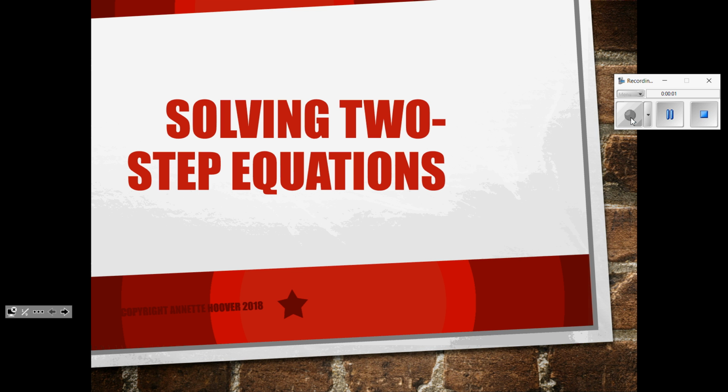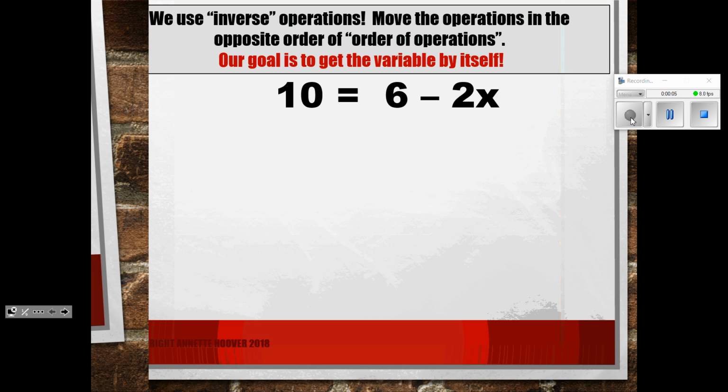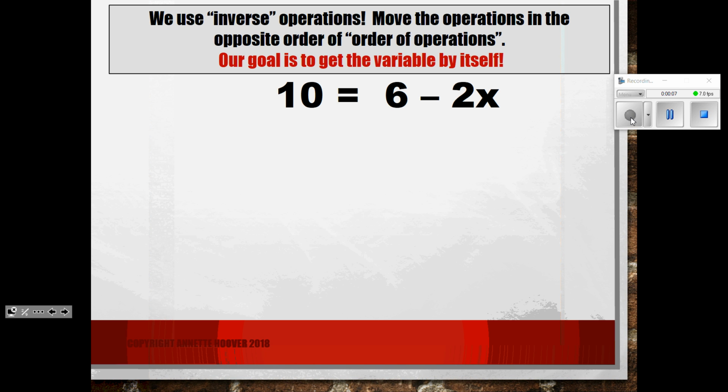In this lesson, we're going to look at solving two-step equations. In order to solve equations, that means that we're trying to find the unknown number, which is represented by a variable. So we're trying to find what number goes right there. To do this, we use something we call inverse operations.